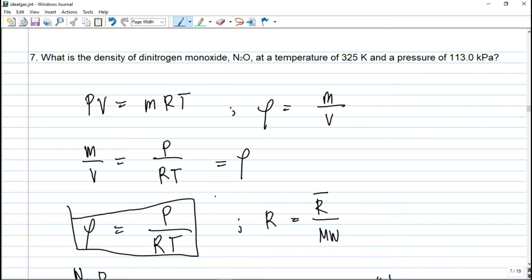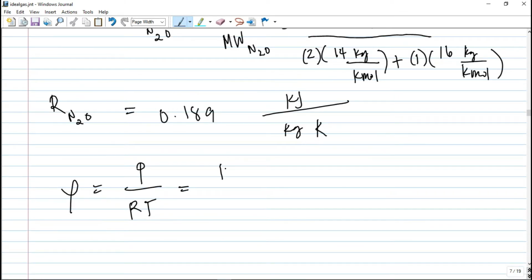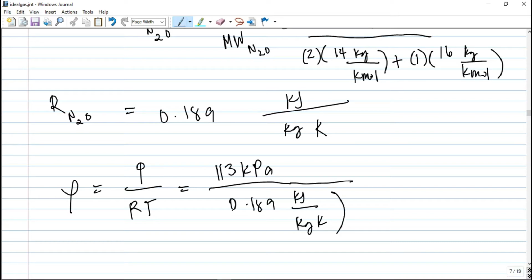Okay, so pressure is 113 kPa divided by its gas constant. So that is 0.189 kilojoule per kilogram Kelvin times the temperature, which is 325 Kelvin.